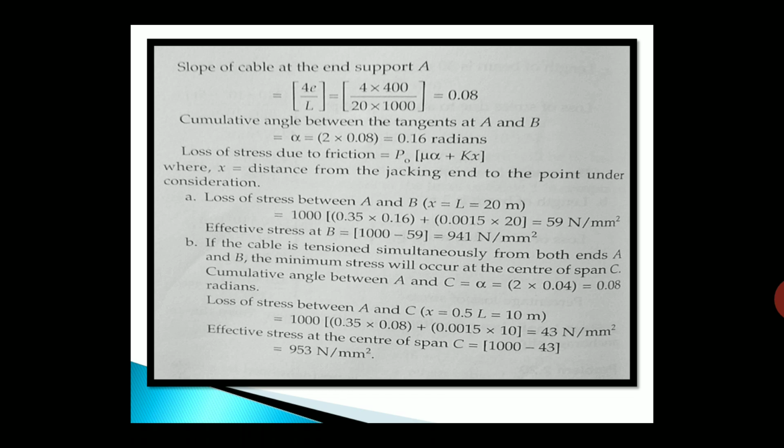Therefore substituting in the equation, we have to put x is equal to L by 2 or 0.5 L, which is 10 meters, and the angle alpha as 0.08. We get the loss as 43 Newton per mm square. Therefore the effective stress at point C, which is the point at which maximum loss is estimated to occur, as jacking is done from both the ends, C is the center point, we get the effective stress at the center as 1000 minus 43 is equal to 953 Newton per mm square.